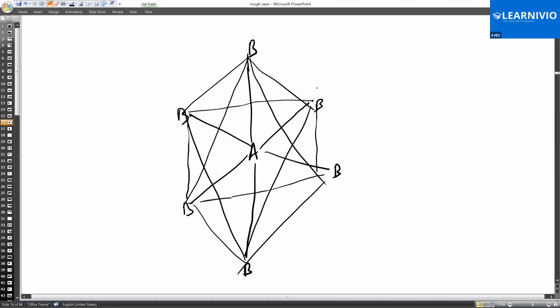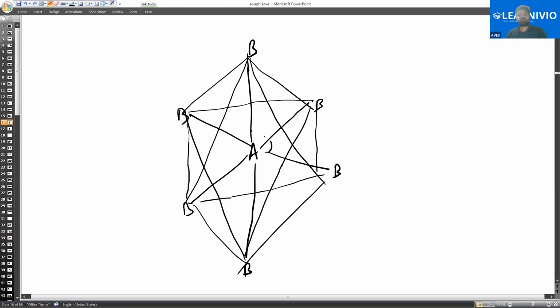This is the octahedral shape. Every angle is making 90 degrees. This one is 90, this one and this one is 90, this one is 90, this one is 90. But these two are at 180. These two are at 180.